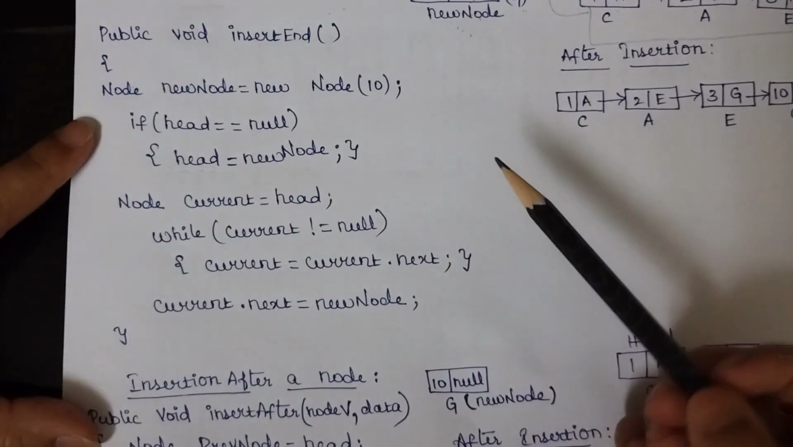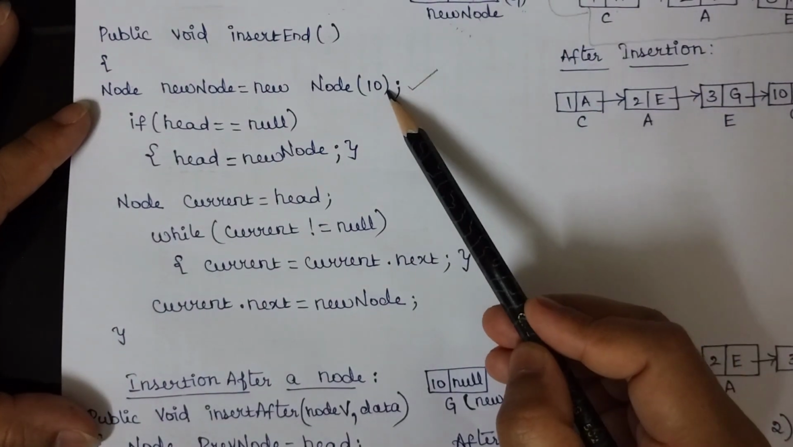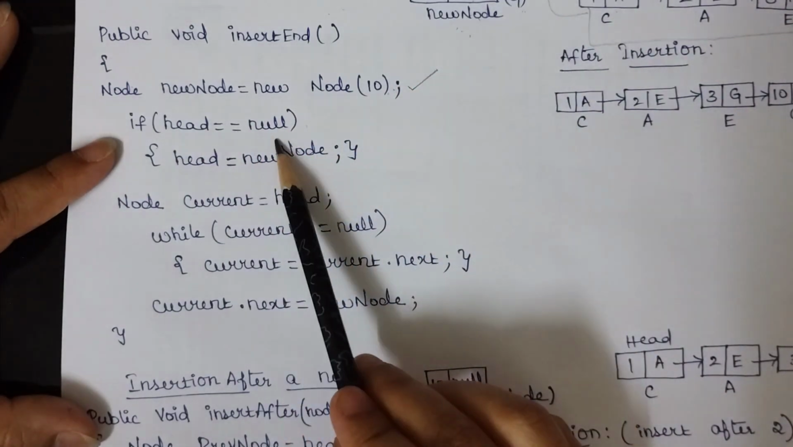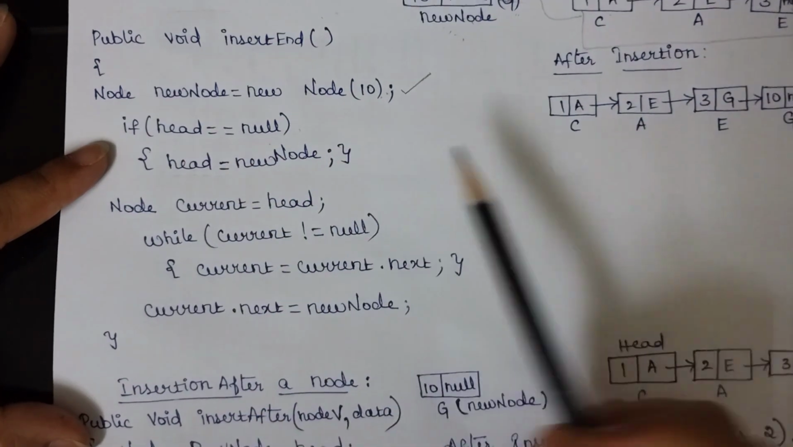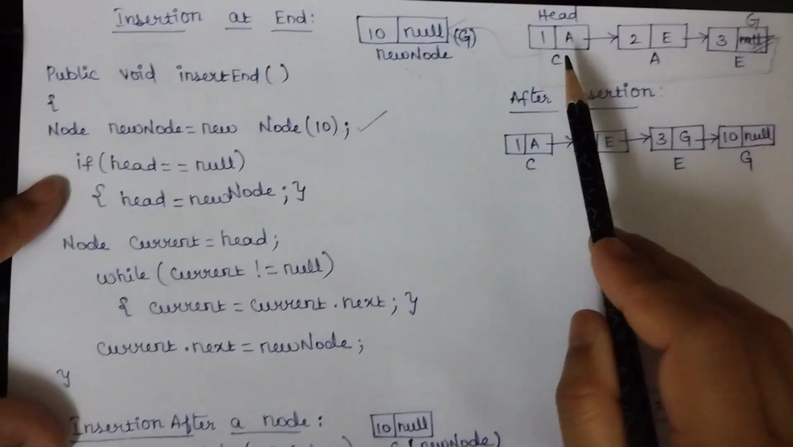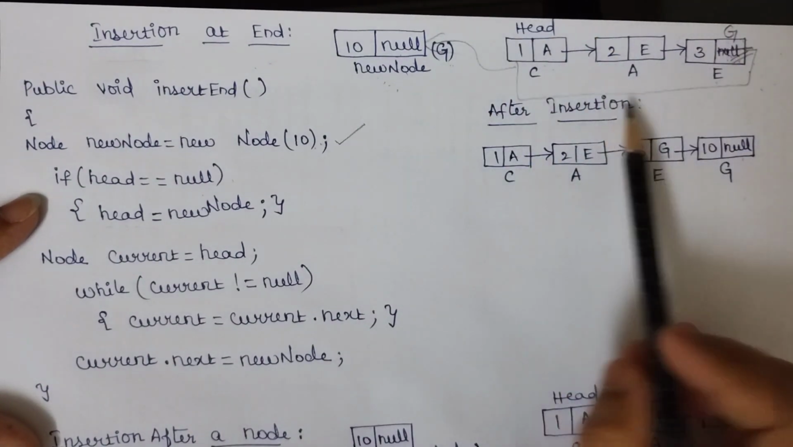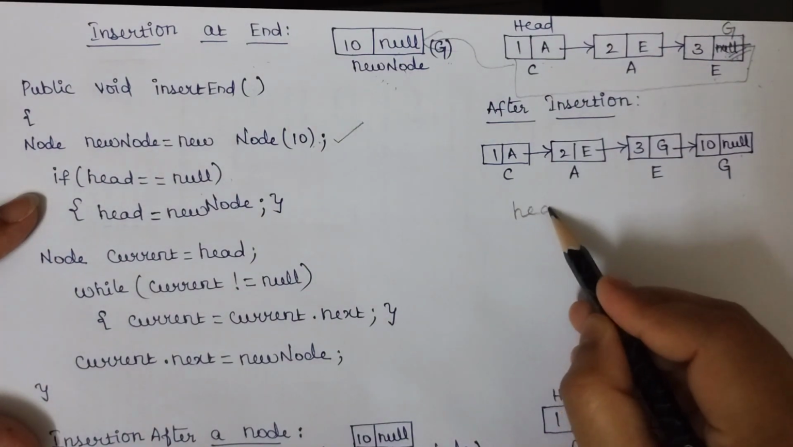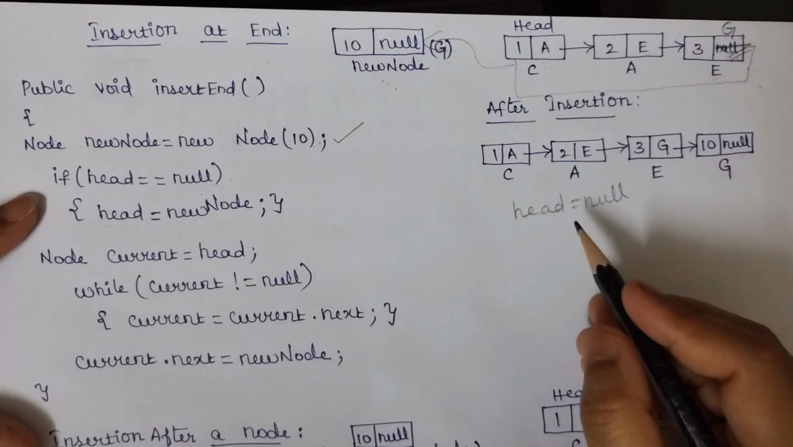Here is the code. First step, as usual, you are going to create a new node. Okay, and the data value here is 10. And if you look here, what am I doing? I'm checking whether my list is empty or not. Because if you have nodes in the list, then you can do all this process. What if my list is empty already? What if my head is pointing to null already? Then what do I have to do? I need to do only one step.